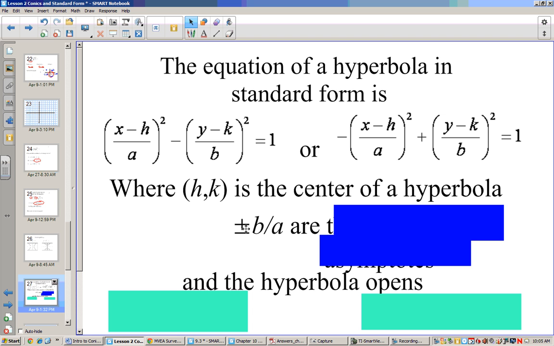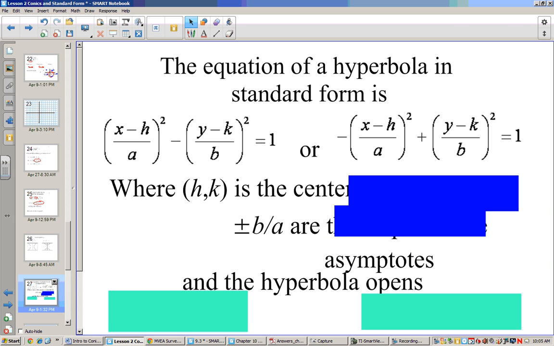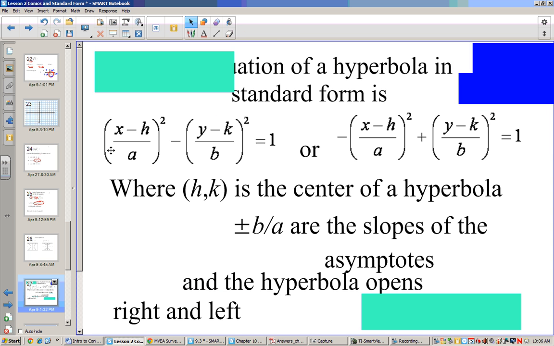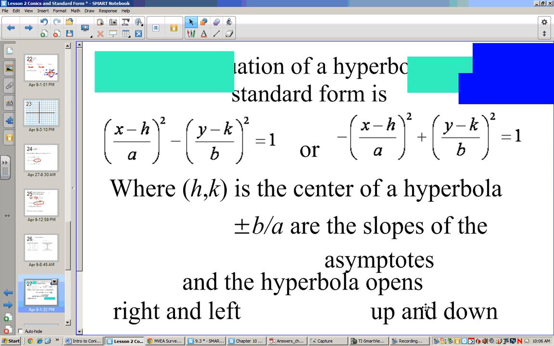So here are our two equations for hyperbolas in standard form. This is if it breaks off in the x direction, and this one if it goes in the y direction. Now b divided by a, plus and minus that value, is going to be the slopes of our asymptotes. On this left-hand side, it's going to open right-left because the x is positive. Over here, it's going to open up-down because our y is positive.